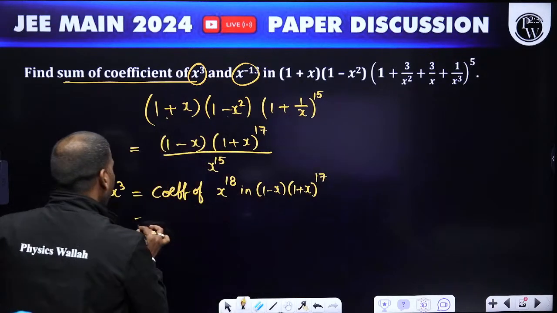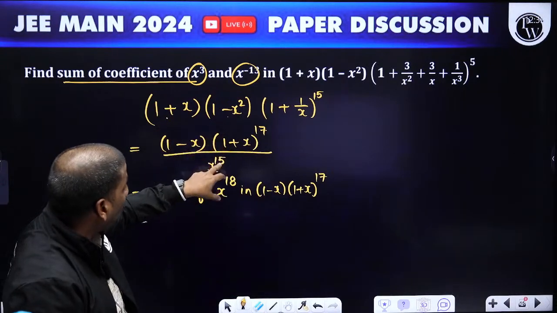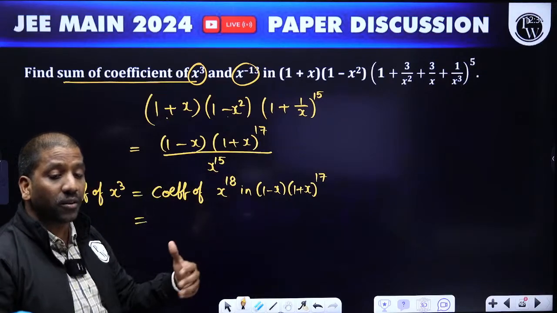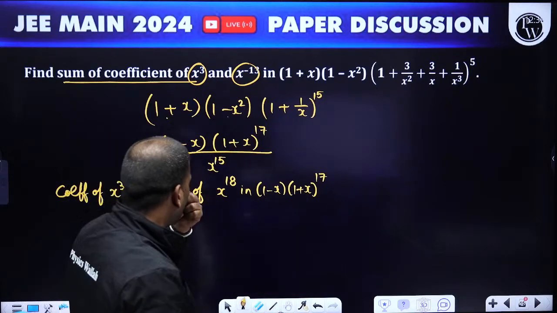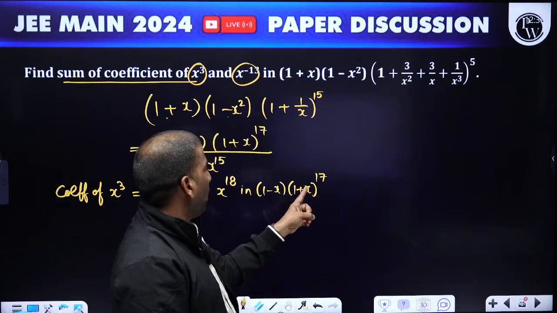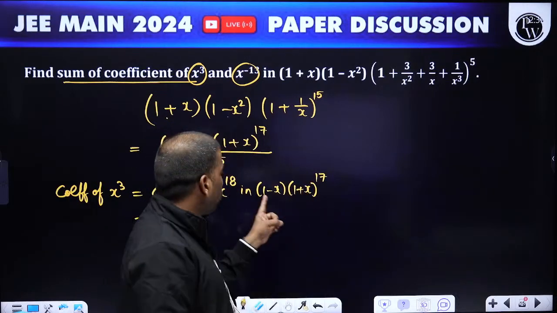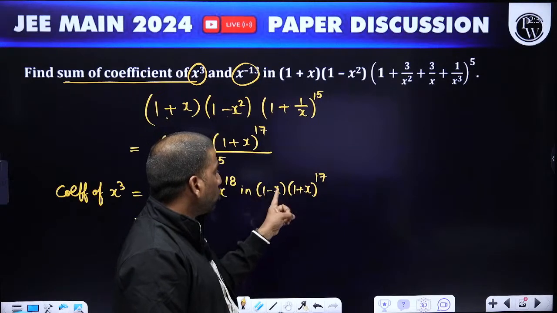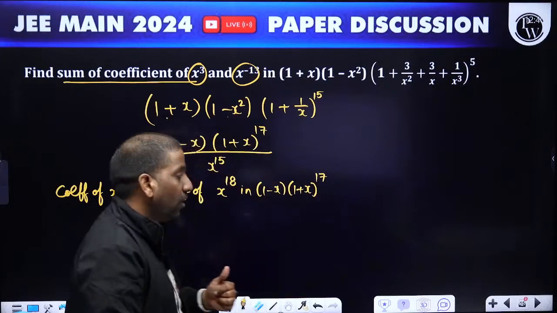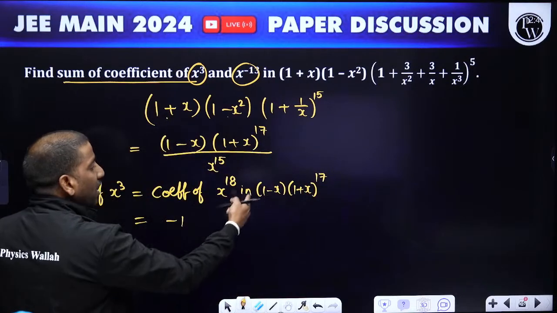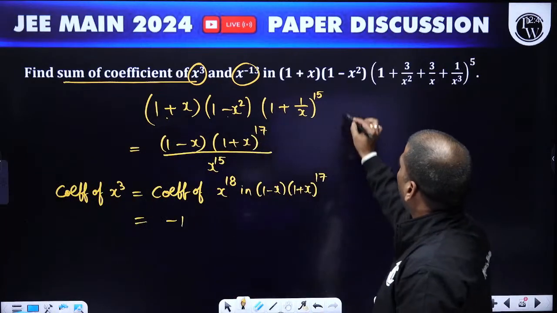Do you agree? Because if you get the x^18 coefficient in the numerator, but x^15 is already there in the denominator, finally it would be the coefficient of x³. That's the reason I am finding the coefficient of x^18. But the maximum power of x in the second binomial expansion is 17 only, so you won't get anything there. One time, minus x times x^17 gives x^18, with coefficient minus 1, there is 17C17, so 1 only. This is how simple it is after looking at it.